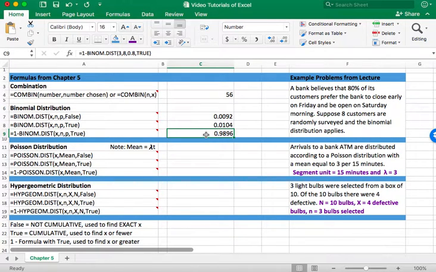Hopefully that makes sense. If you've got questions, let me know. But that's how to use the combination and binomial distribution formulas.